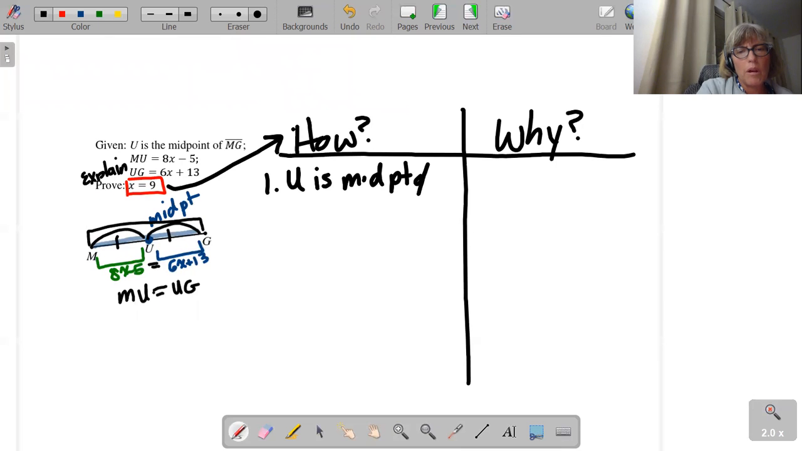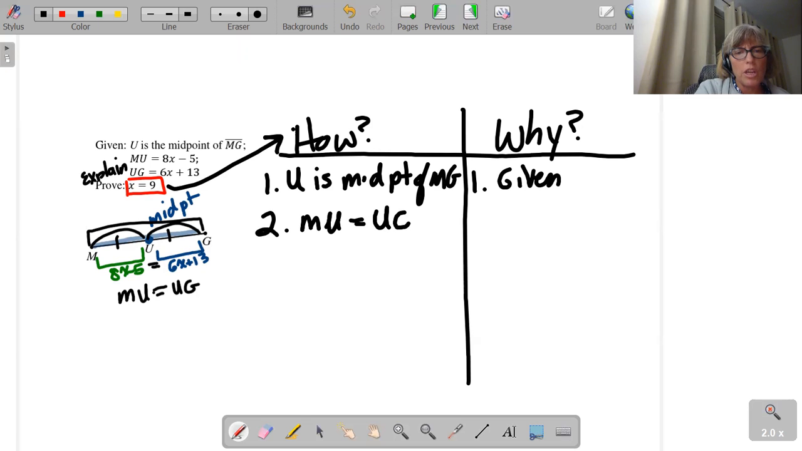midpoint of MG. And the reason why is, it's given. So logically, what's true because of that is the fact that the distance of MU equals the distance of UG. Why is that true? That's called the definition of a midpoint.